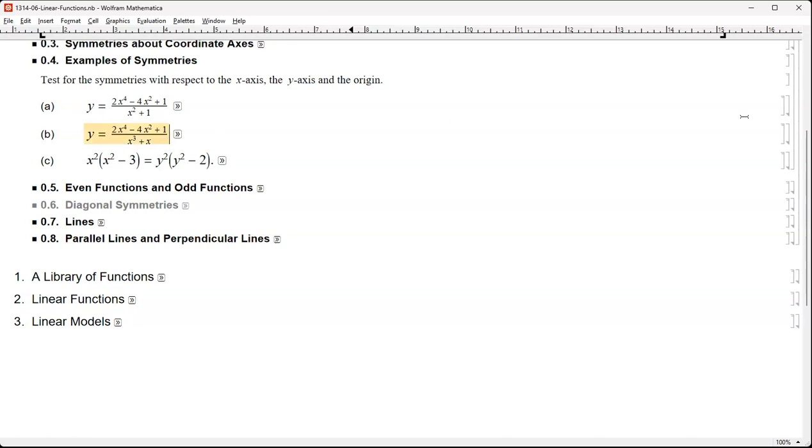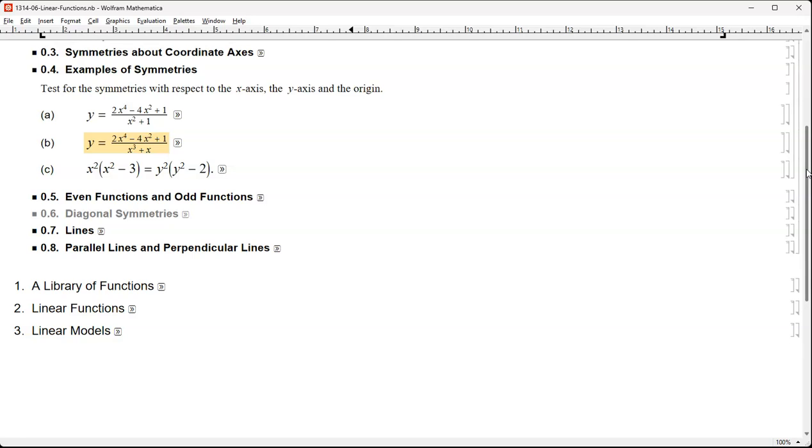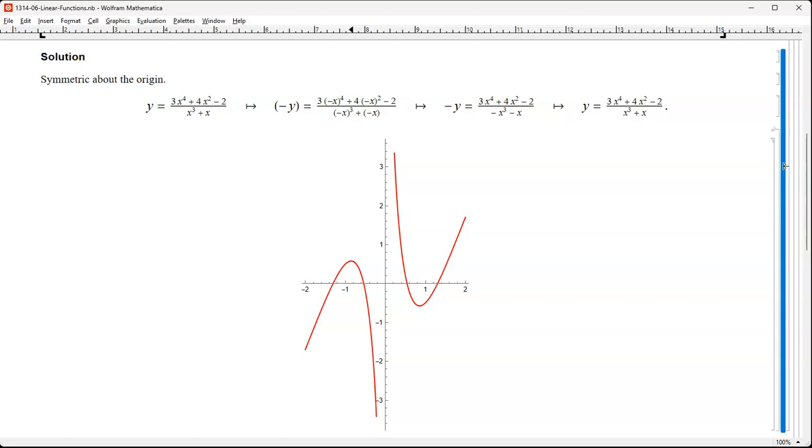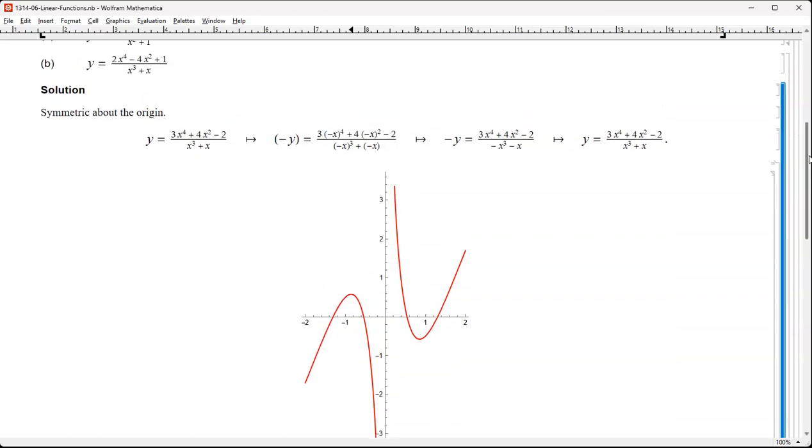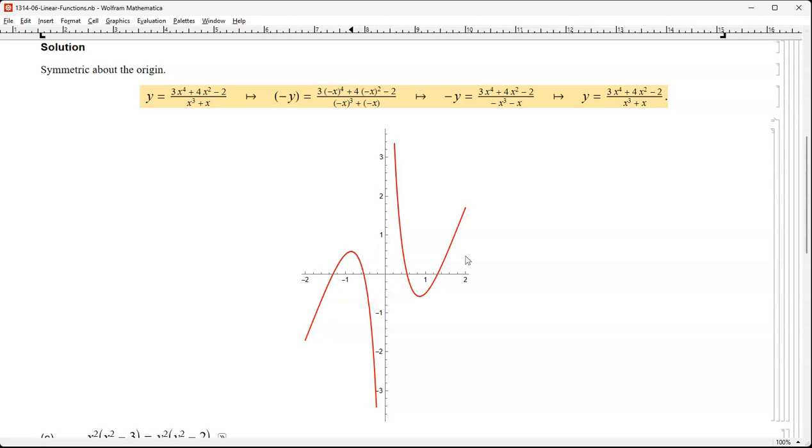Next example, this time, do it on your own. What do you have? Or maybe you will already remember it from lesson 4. We have symmetry about the origin. Substitute both x and y by negative x and negative y, and then simplify, we get the same thing. And as you can see, yes, we have the desired symmetry.